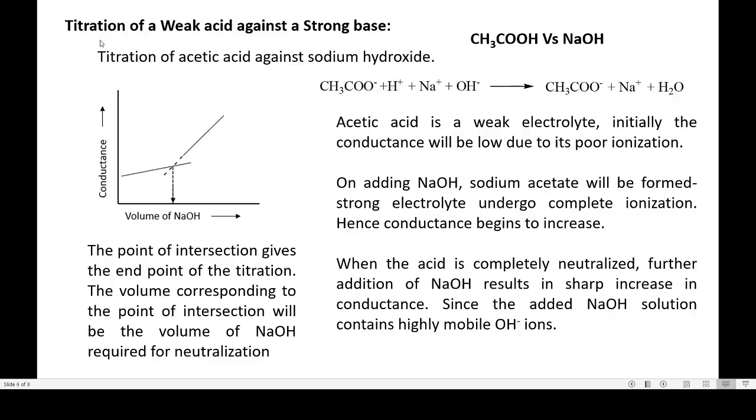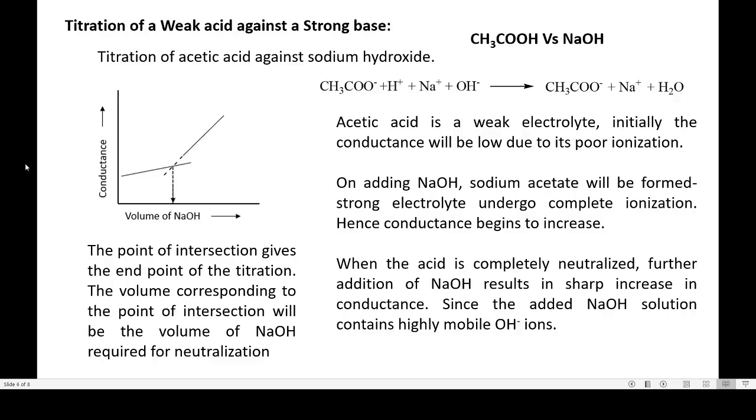Let us take another type of titration, that is, titration of a weak acid against a strong base. For example, the titration of acetic acid. Acetic acid is a weak acid titrated against a strong base, that is, sodium hydroxide. A known volume of acetic acid is taken in a beaker in which the conductivity cell is dipped, and sodium hydroxide is taken in a burette. This is the reaction taking place.